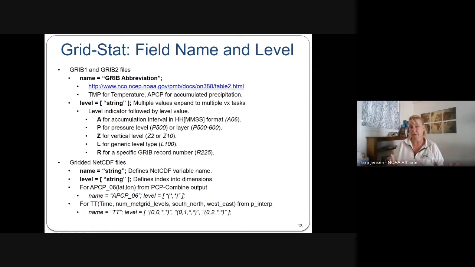Also, the level is considered to be a string. And you can see here that we need the information to index into the netcdf file. So if, for example, precipitation at six-hour accumulations, all we have there is latitude and longitude to look at.